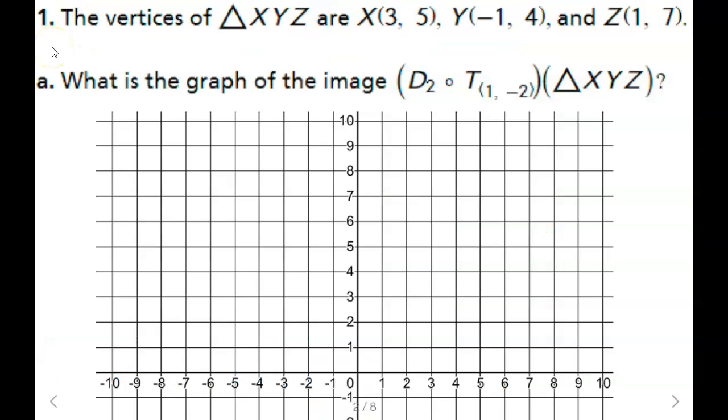All right, this one's a little bit different. We're going to do a translation along the vector 1, negative 2. So to the right 1, down 2. And then we'll do a dilation by a factor of 2.